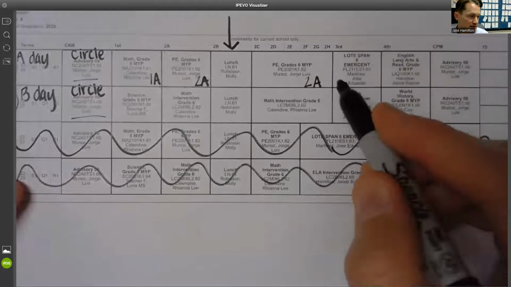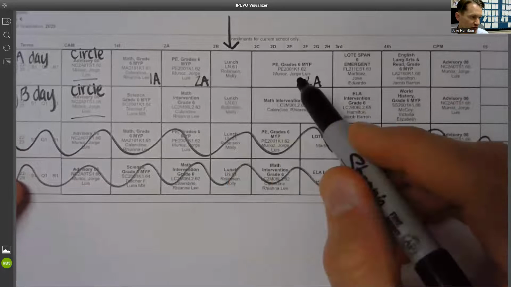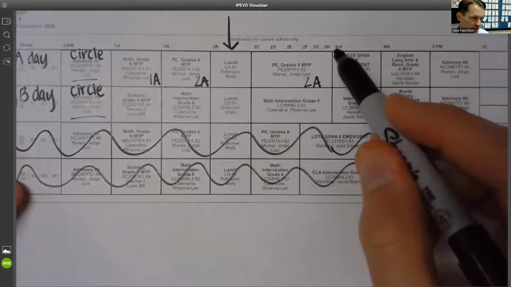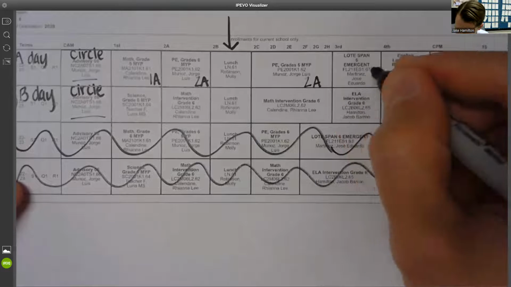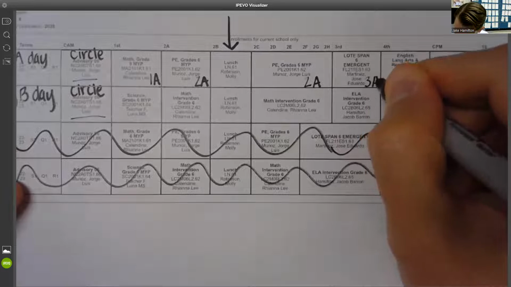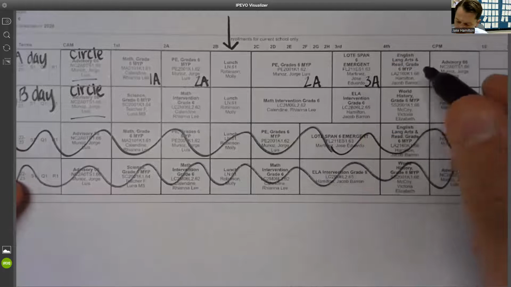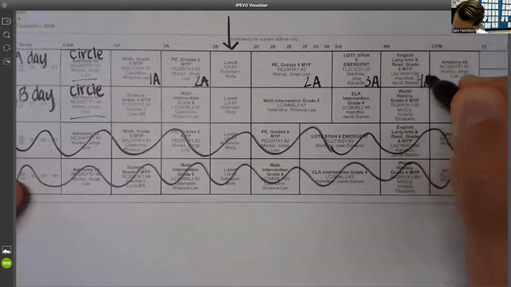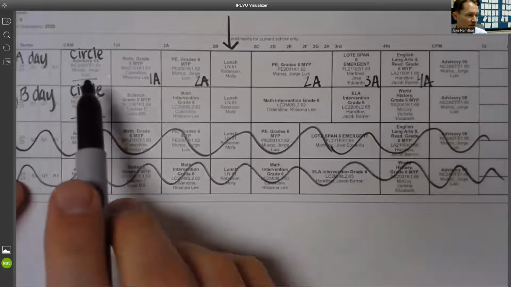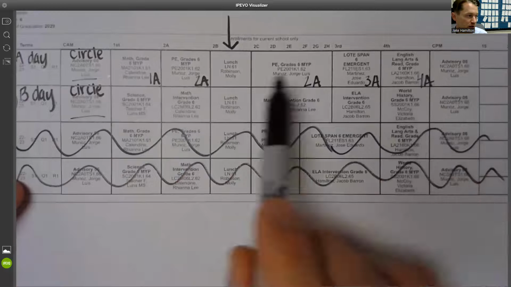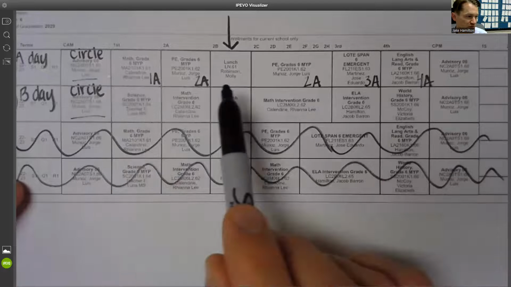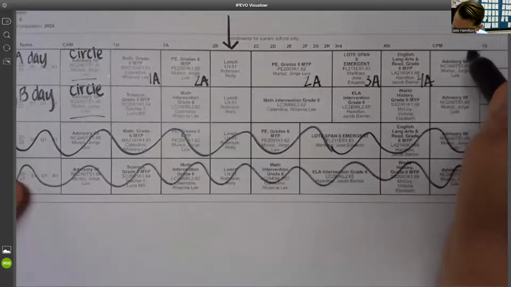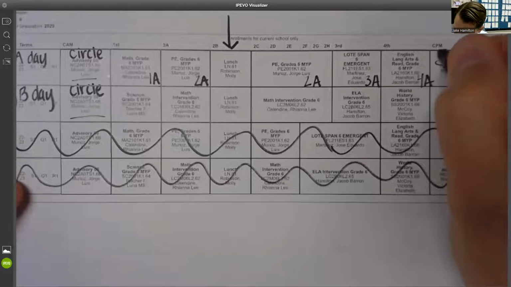Then you can see here, after we have lunch and finish second period A day, in this column where it says third, that's going to be your third period A day. And then fourth period, this is going to be fourth period A day. So when you've gone through and labeled, it should start with circle, and you should have 4 periods, one of them split by lunch, and at the end you come back to your advisory or your circle class.